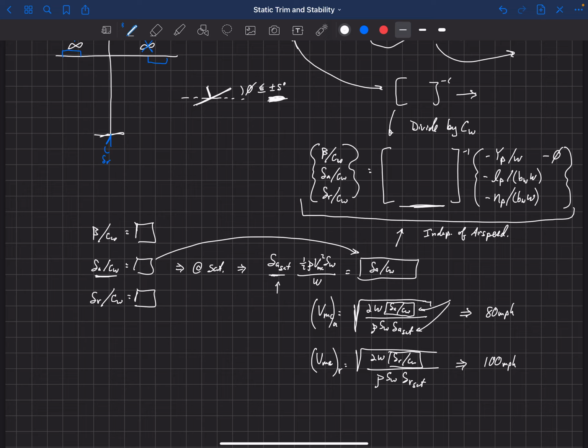Well, it's going to be the larger of the two, okay? So whichever is larger is going to be the minimum control airspeed, because basically what we're saying is we cannot control the aircraft. We can't trim the aircraft out at velocities below 100 miles per hour. That's limited by the rudder. So this is a rudder limited minimum control airspeed.